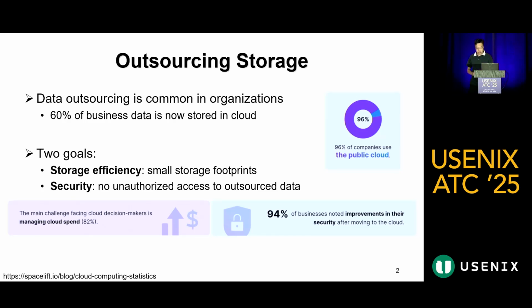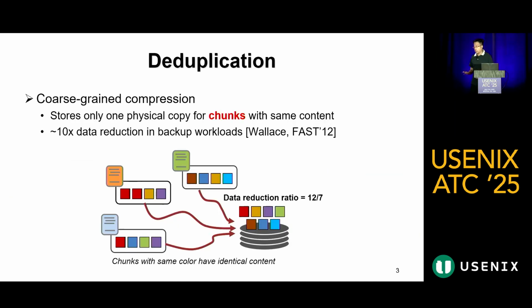So to reduce the storage overhead, one common technique that we use is deduplication. It's a kind of coarse-grained compression technique that if you have multiple copies of chunks with the same content, you only need to store one physical copy. And this is particularly attractive for backup workloads. It's shown that it can reduce storage 10 times in backup workloads. So in this work, we also focus on backup workloads.